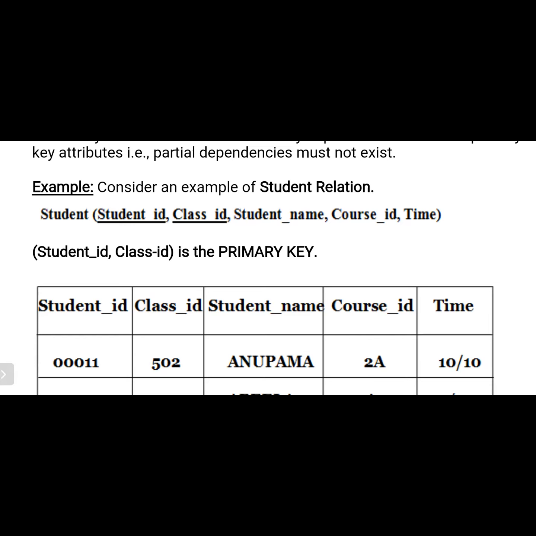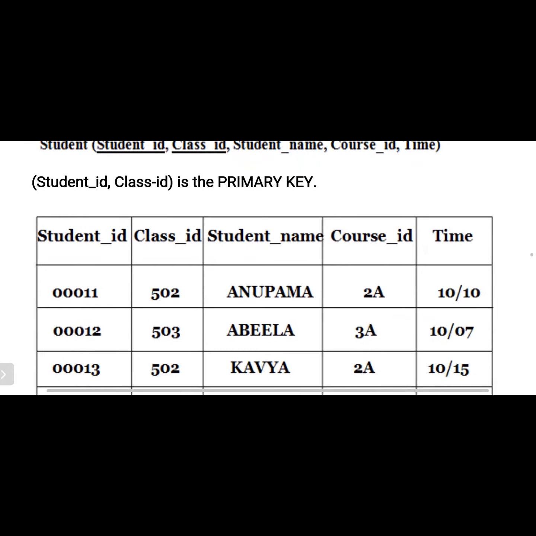Now if you observe here, student ID and class ID are the primary keys. So what is the functional dependency here? Student ID, class ID arrow student name, course ID, time. That means student name, course ID and time are functionally dependent on student ID and class ID. I think all of the members are able to understand this.